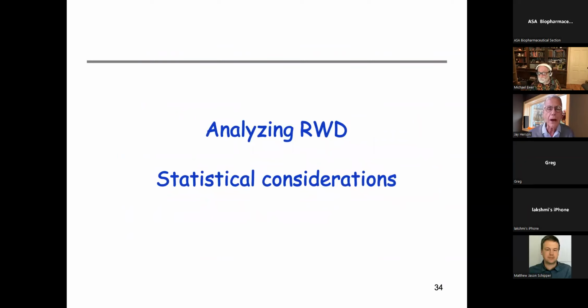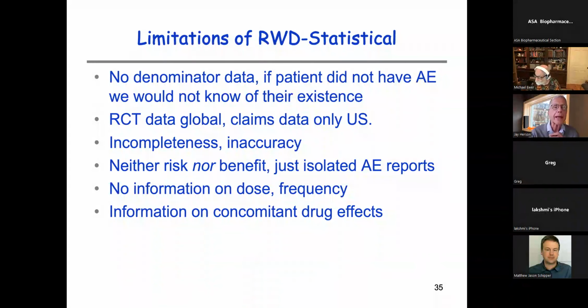Thank you. Now I want to cover analyzing real-world data. How do we analyze it? Well, first let me say, not to put some more nails in the coffin, but there's no denominator data in the real-world data. If the patient did not have an AE, we would not know of their existence. That is what's sometimes called informative presence. RCT data are global, but claims data are only the US. And there's an incompleteness and inaccuracy. And there's neither risk nor benefit, just isolated AE reports. And again, as we've said, no information on dose and frequency and or on the concomitant drugs.